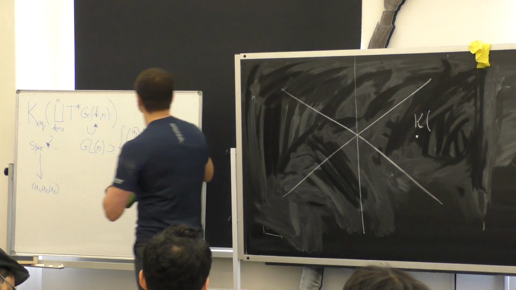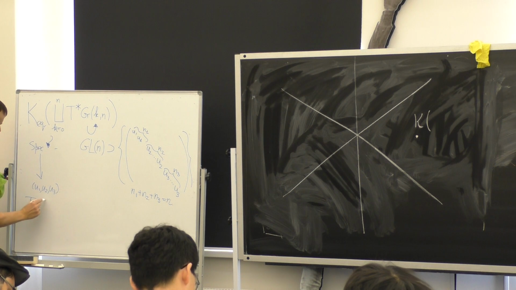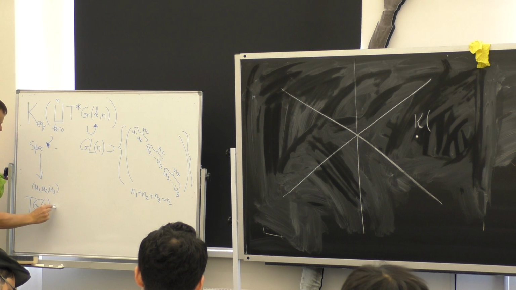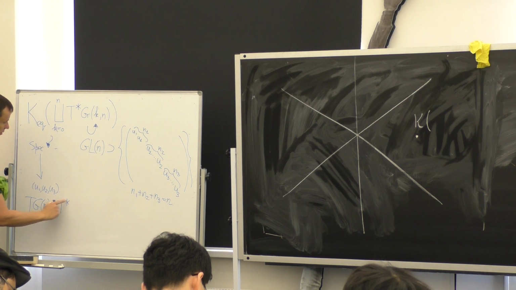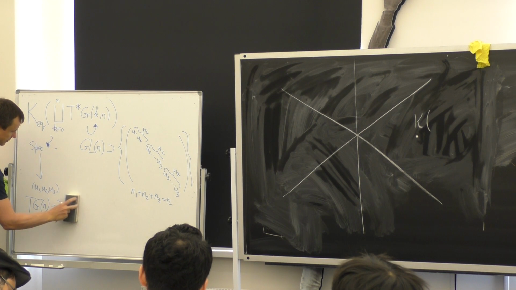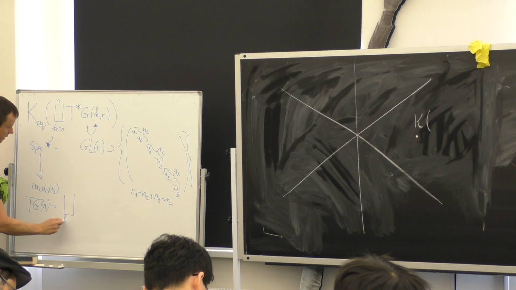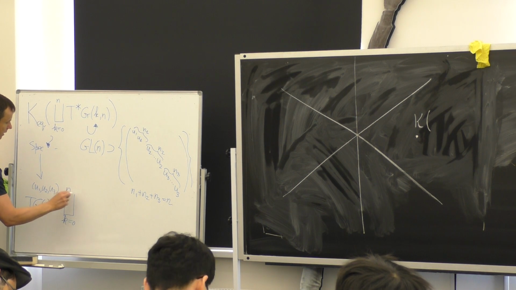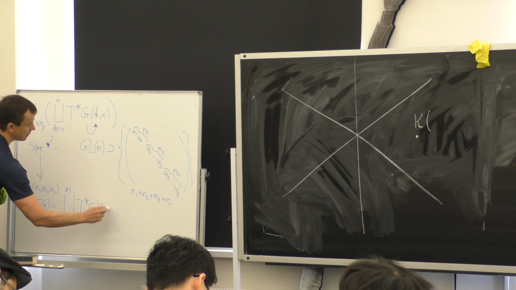Maybe let's abbreviate. This is too much, so let's have an abbreviation. TG_n is the cotangent bundle, this disjoint union. Otherwise it's just the disjoint union for k from 0 to n of T star Grassmannian k, n.